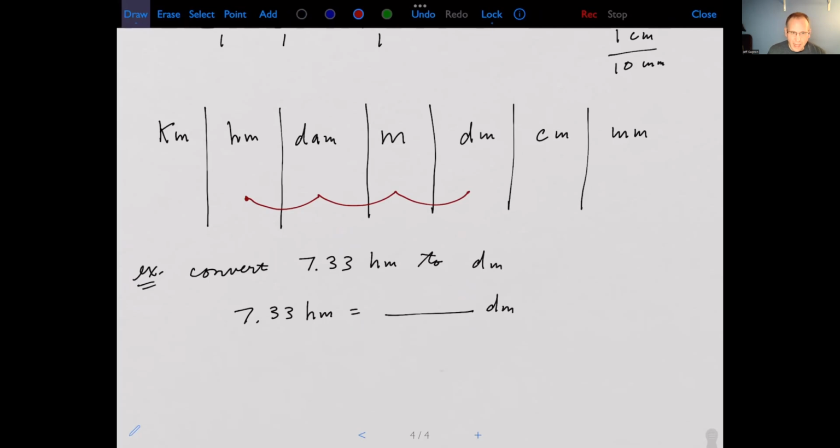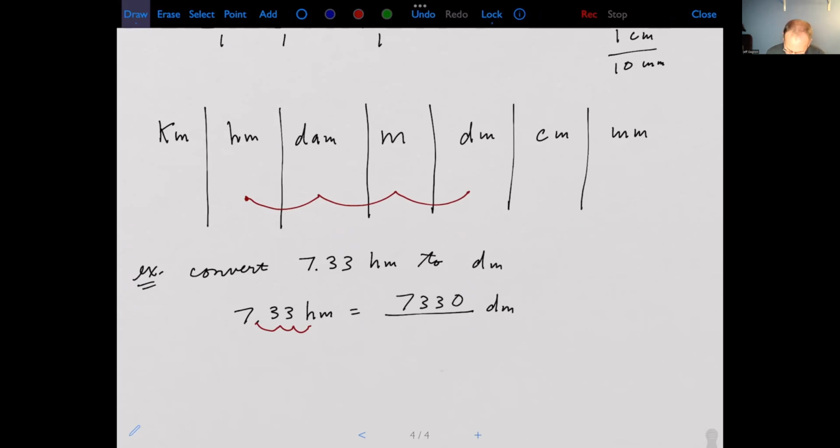So it turns out whatever you do on the table, in this case I move 3 places to the right, I need to do the same thing to the decimal point in the number. So if I'm moving 3 places to the right, that means I need to move this decimal point 3 places to the right, which means I need to add a 0. So this would be 7330. And that's my answer. So 7,330 decimeters is the same as 7.33 hectometers.